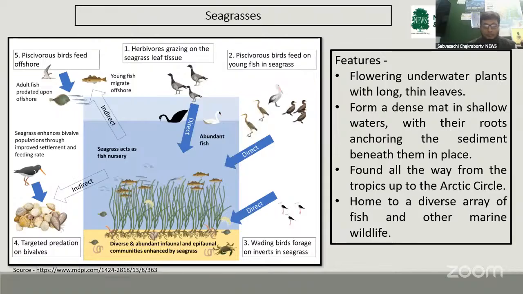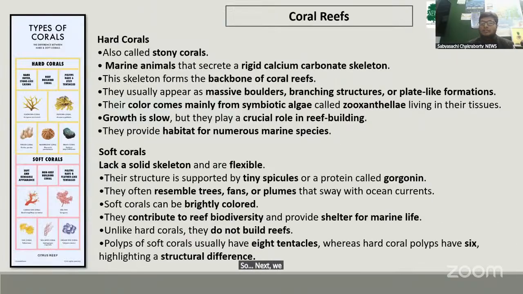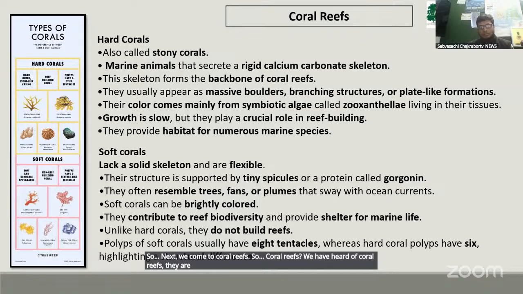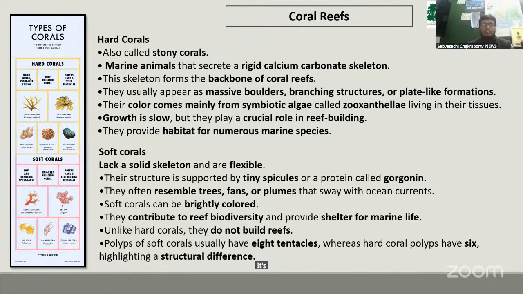So next we come to coral reefs. So coral reefs, we have heard of coral reefs. They are very beautiful in appearance. It's very unique in nature. So what are these coral reefs?